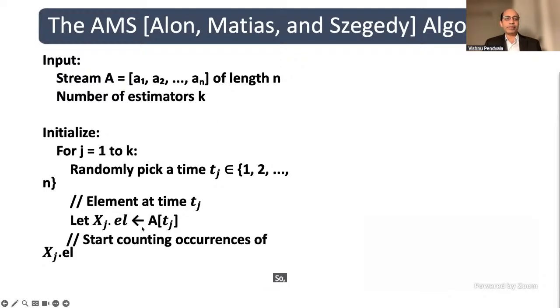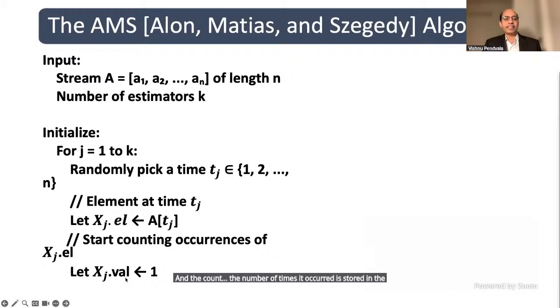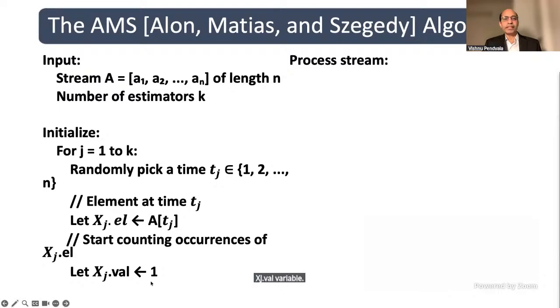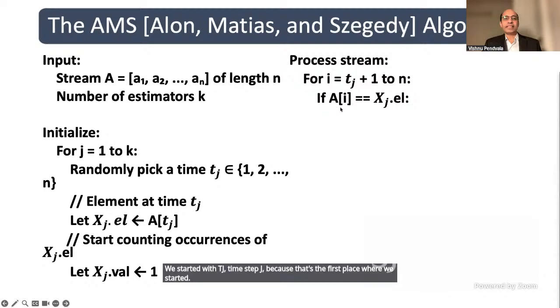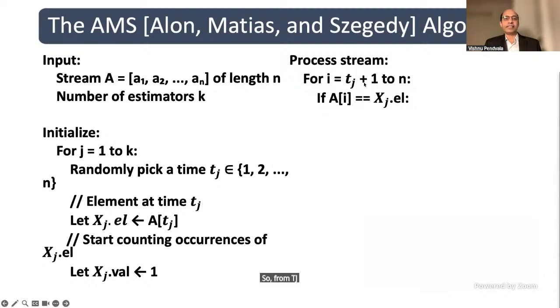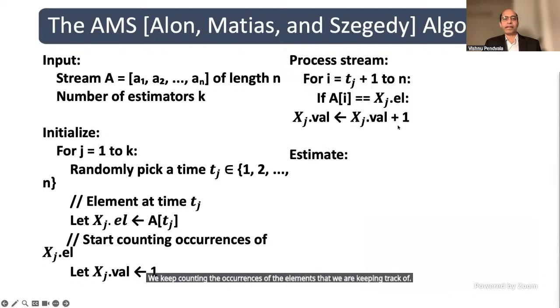So the element itself is stored in xj.el, and the count, the number of times it occurred, is stored in the xj.val variable. So you process the entire stream like that. For all the time steps till n, we started with tj, time step j, because that's the first place where we started. So from tj plus 1 to n, we keep counting the occurrences of the elements that we are keeping track of. So we keep incrementing the element counts.